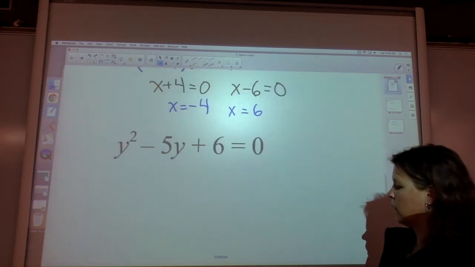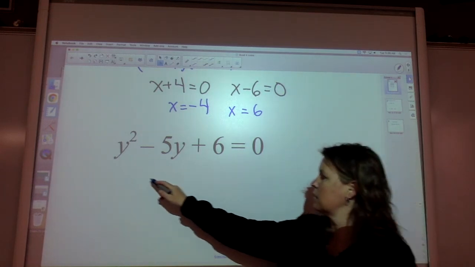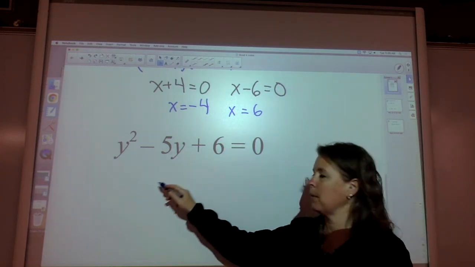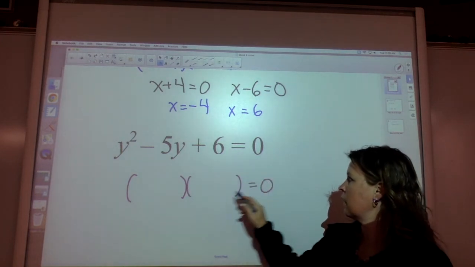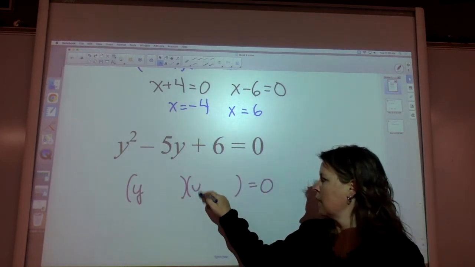Let's try this one with the y. Again, it's set equal to 0. Take the time to write this down. You probably have to pause it because I'm cruising through this. It does equal 0. You're going to use y and y.